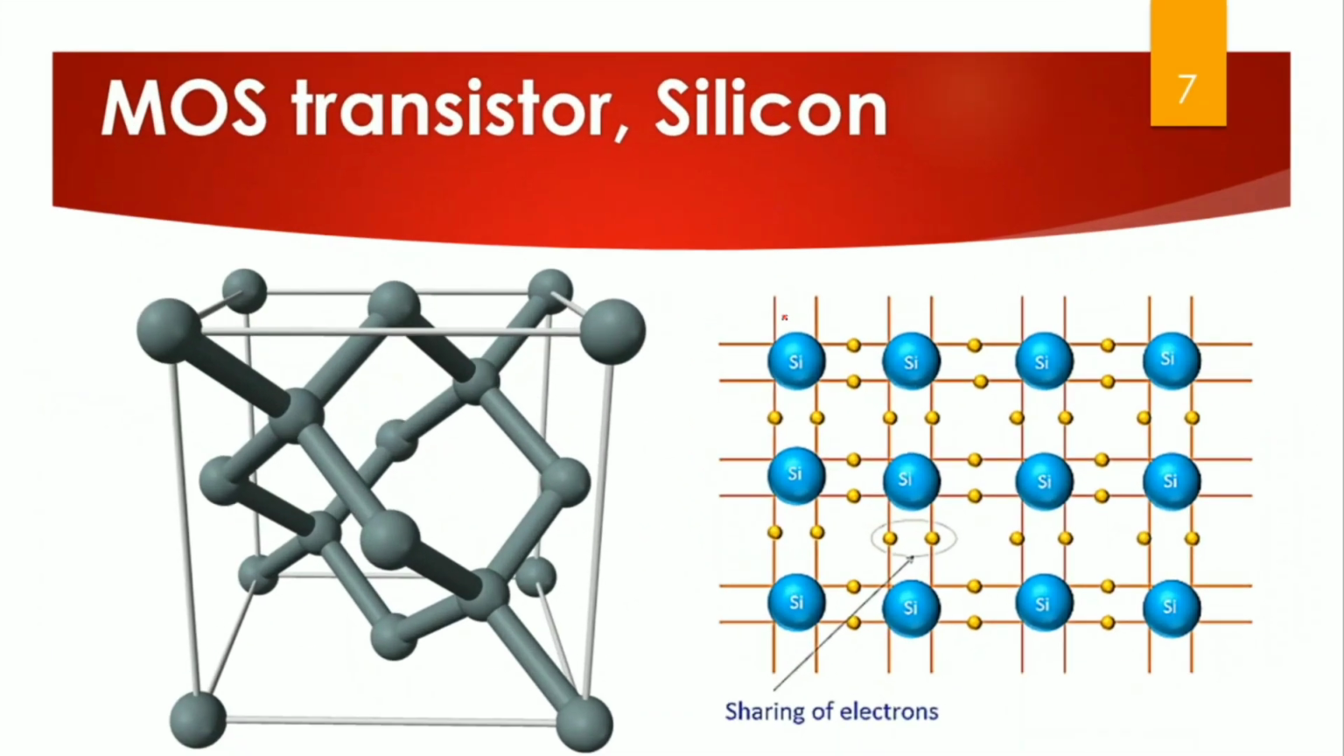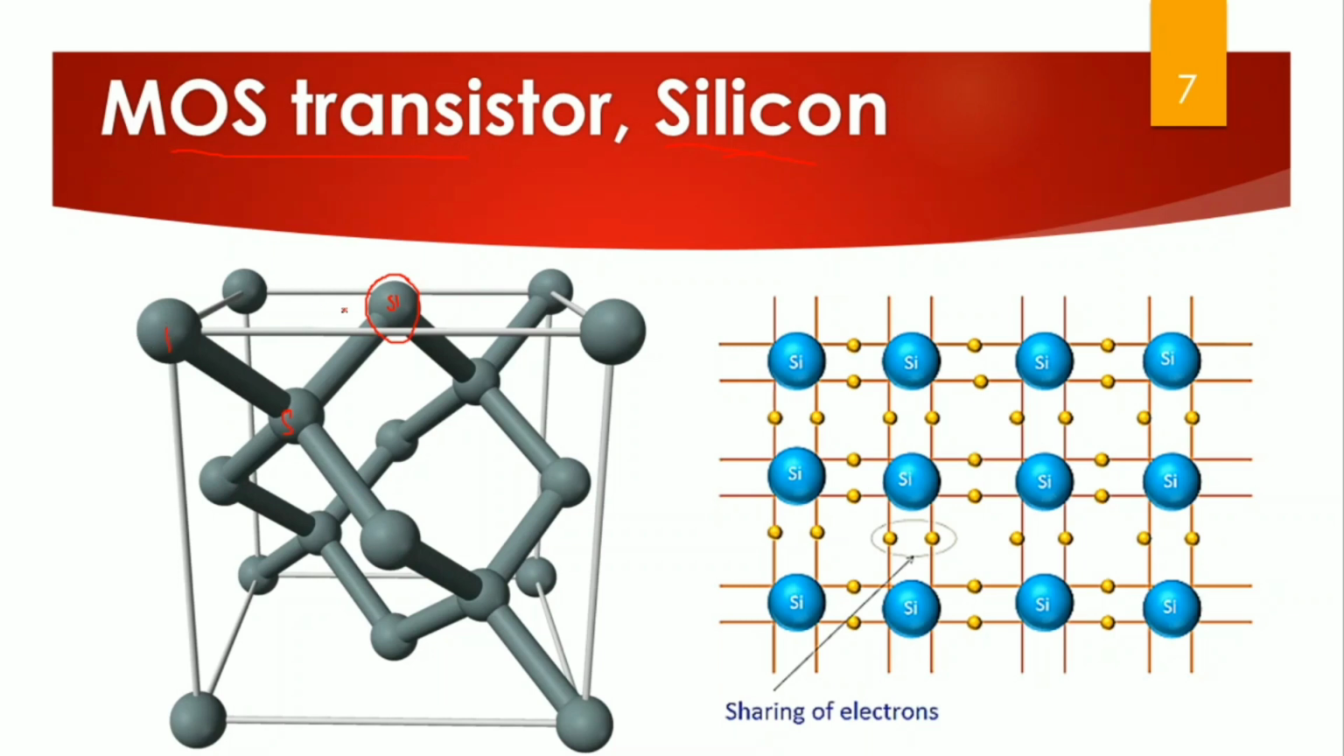Let us start with the actual subject, where we will start with the MOS transistor. So what is a MOS transistor, and what is it made of? A MOS transistor is made of silicon, which is a semiconducting material. Each silicon atom has 4 valence electrons. This is a well-known fact. Each silicon atom in its lattice is connected with 4 neighboring atoms.